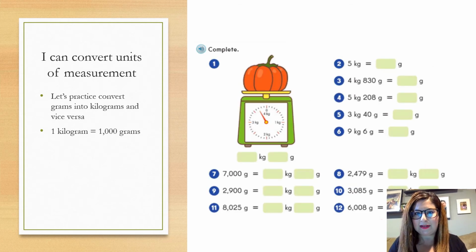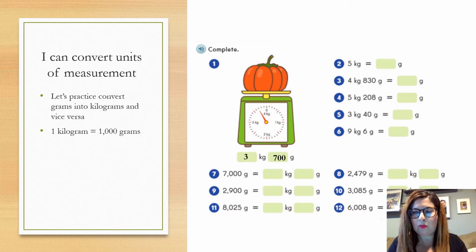So now we get to practice converting grams and kilograms. Don't worry, we're only going to solve the odd problems. There is a lot on here. So looking at the first one, number 1, with the pumpkin on the scale. So I see that it's 3 kilograms, and each line in between again is 100. So it's 3 kilograms, 700 grams.